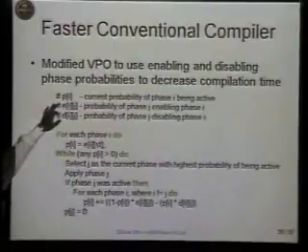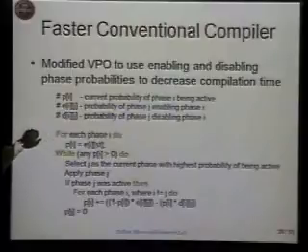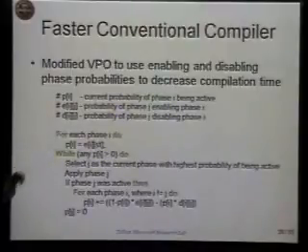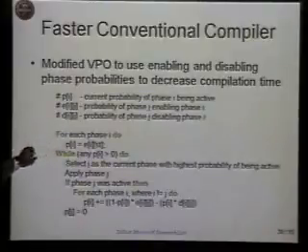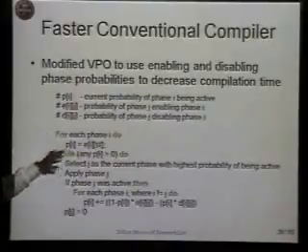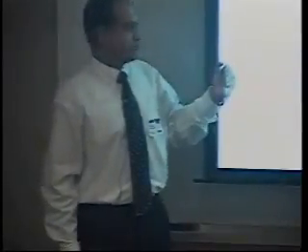In this case, Pi is the current probability of the phase i being active, Eij is the probability of the phase j enabling phase i, and Dij is the probability of phase j disabling phase i. For each phase, the initial probability of that phase being active is the probability of that phase being enabled for the unoptimized function instance at the start of the optimization process.